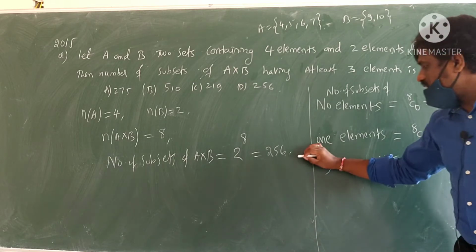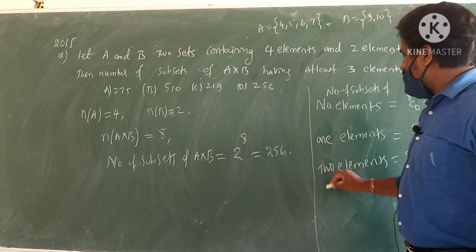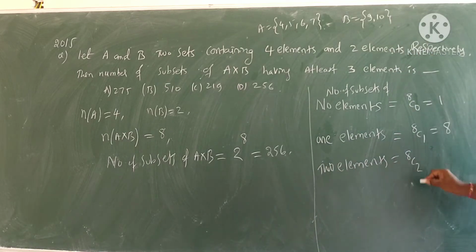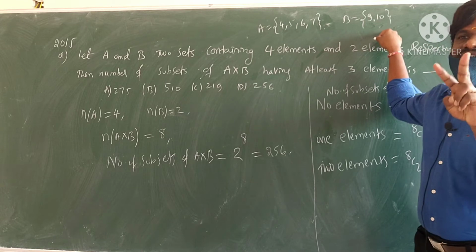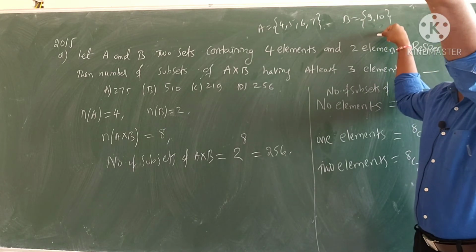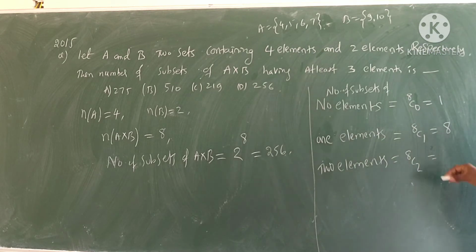Next will be 2 elements. So 2 elements will be how many? 8C2. Combinations will be 8C2. Understood? Like (4, 9) comma (4, 10), that is one relation, a subset of the whole relation. Like that, 2 elements. That will be 8C2. 8C2 is how much? 28. So these are there.